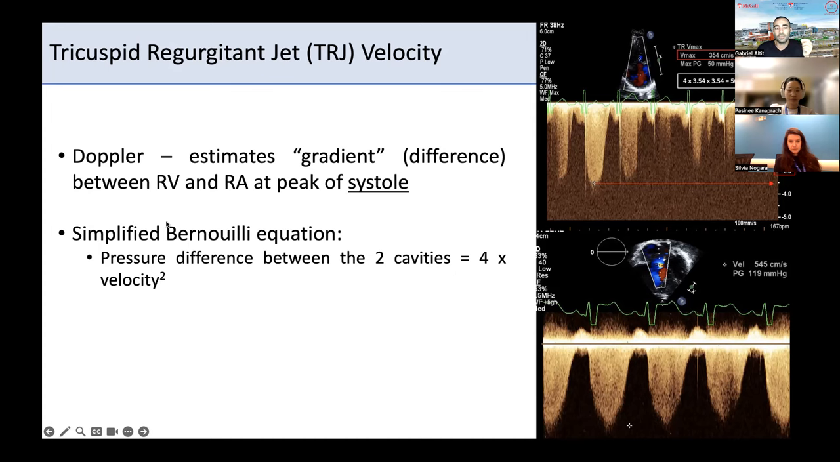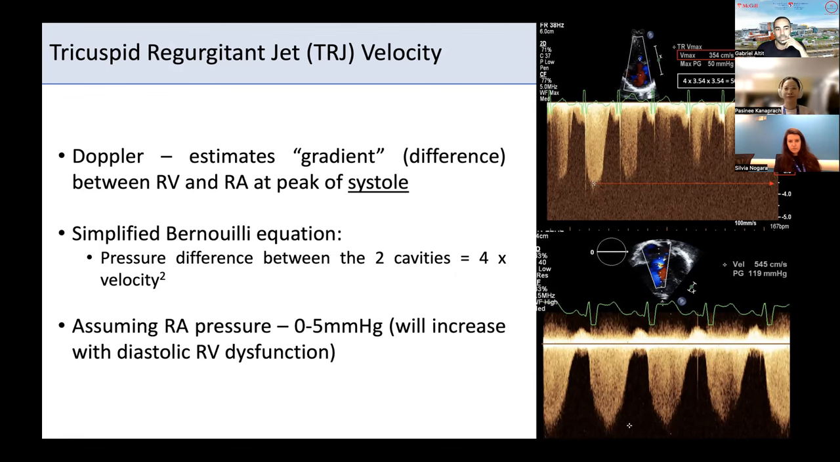The assumption is that the velocity is through a narrow point. Okay, that's the assumption. So if it's not through a narrow point, you cannot really rely on that. For example, a PDA, we know, is not a narrow point. It's a tube. So you have to be aware of the assumption and their limitation.